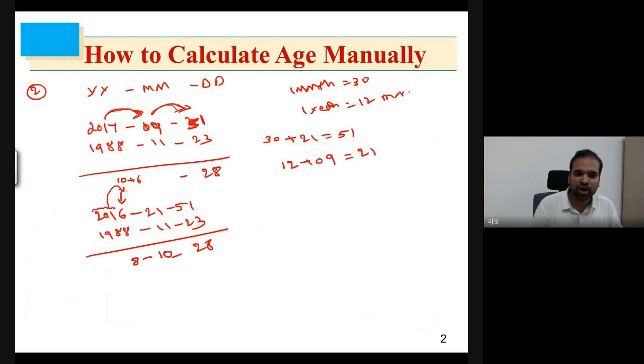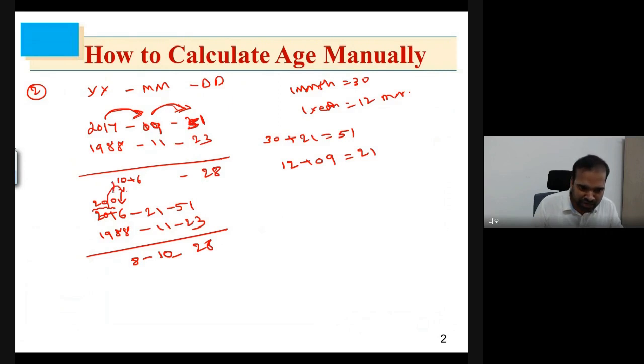Now here I borrowed 1. So 201 will become what? 200. Now from 200 I need to what? Subtract 198. Of course it is very easy. 200 minus 198, you will write 2, but we will go digit by digit.